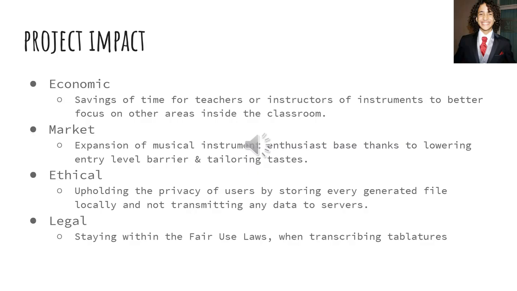Expanding upon where John ended, we go into project impact. So here we see the different types of impact that our project had in the market, economy, ethical and legal aspects. So first and foremost, we go into the economic. We see a savings of time for teachers or instructors of instruments to better focus on other areas inside the classroom. In the market aspect, we see the expansion of musical instrument into enthusiast base, thanks to a lowering of the entry-level barrier and tailoring tastes.